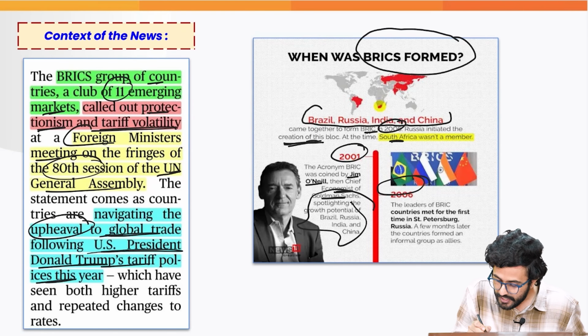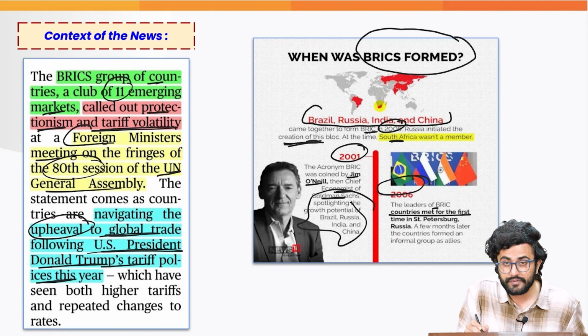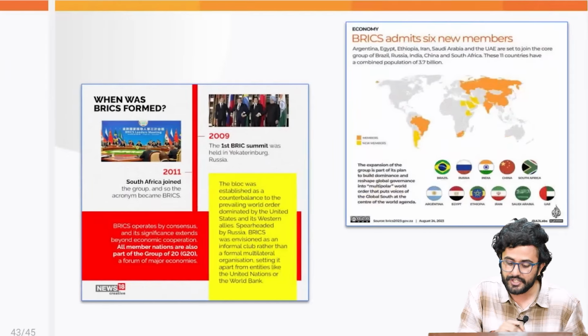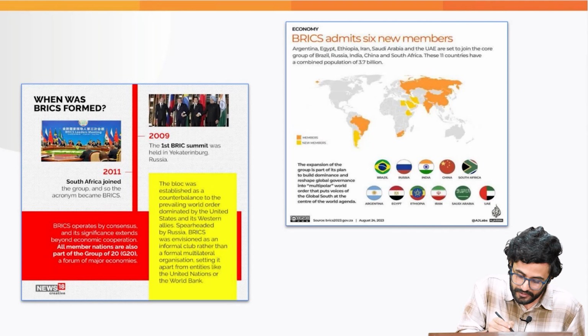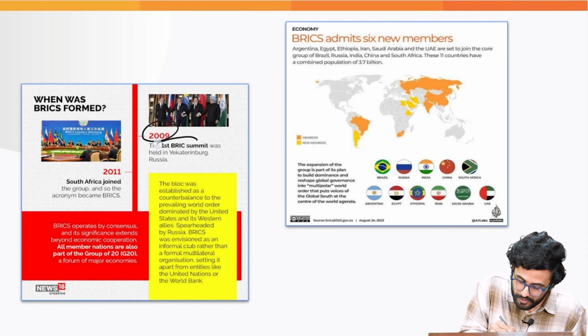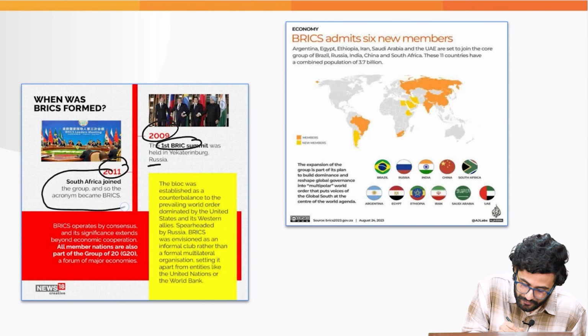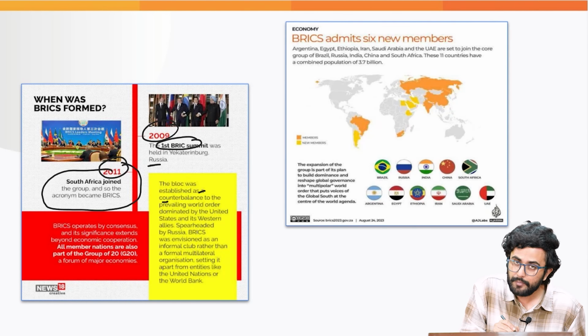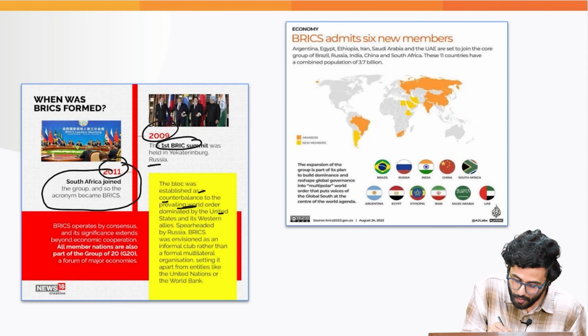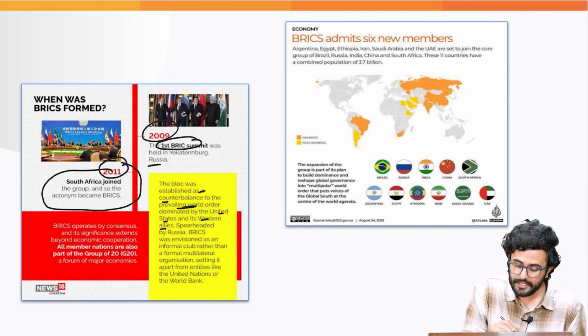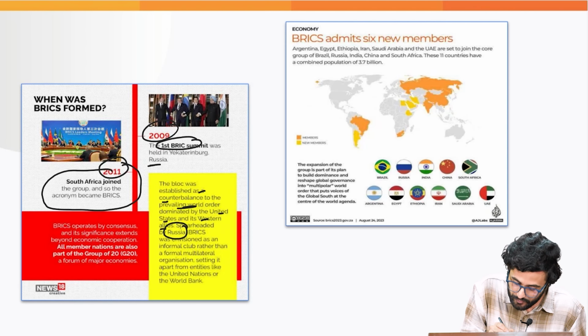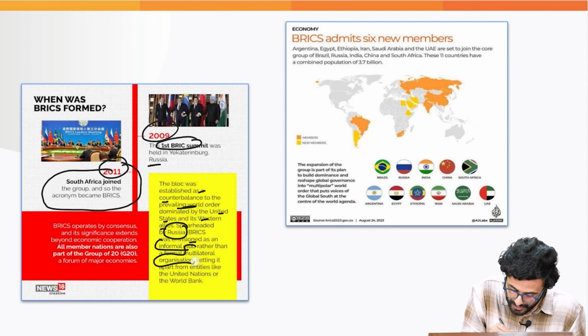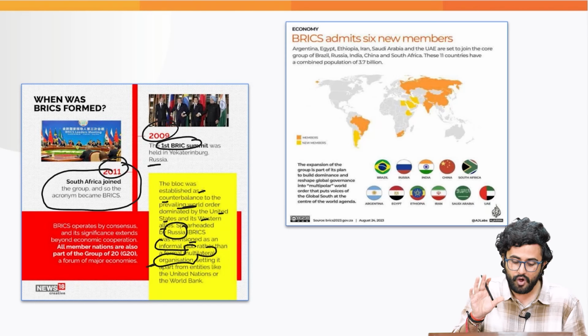In 2006, the leaders of BRIC countries met for the first time in St. Petersburg, Russia. Ultimately, in 2009, the first BRIC summit was held in Russia, and in 2011, South Africa joined as well. The bloc was established as a counterbalance to the prevailing world order dominated by the United States and Western allies. Spearheaded by Russia, it was envisioned as an informal club, but over a period of time, it has emerged into a multilateral organization.